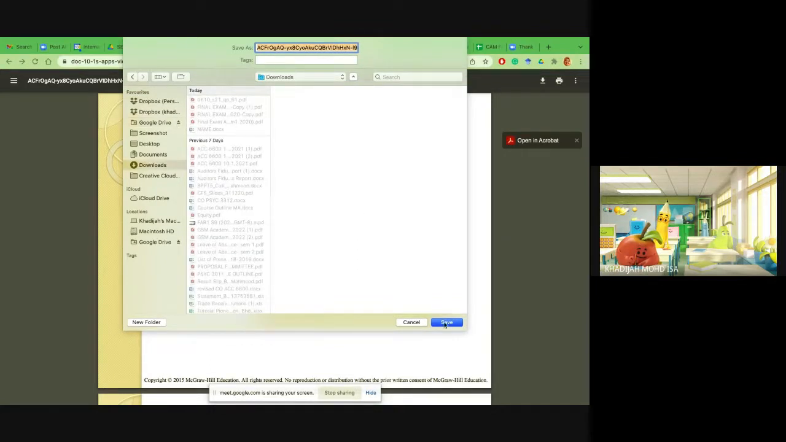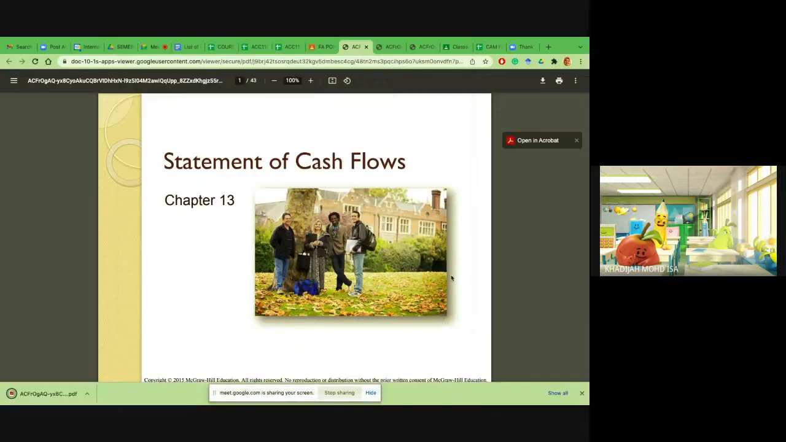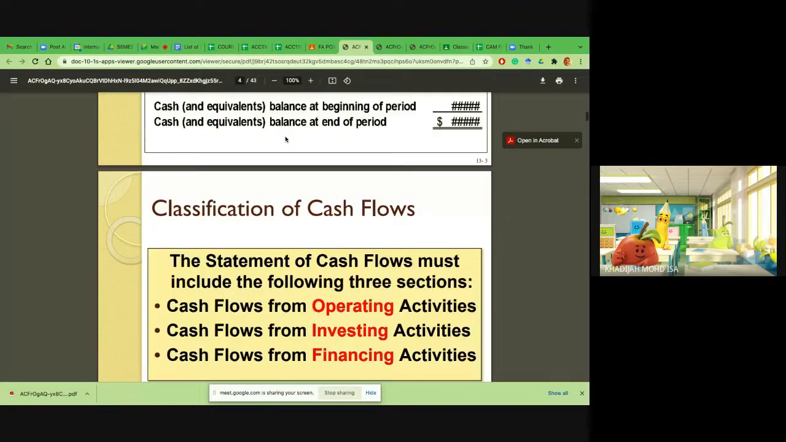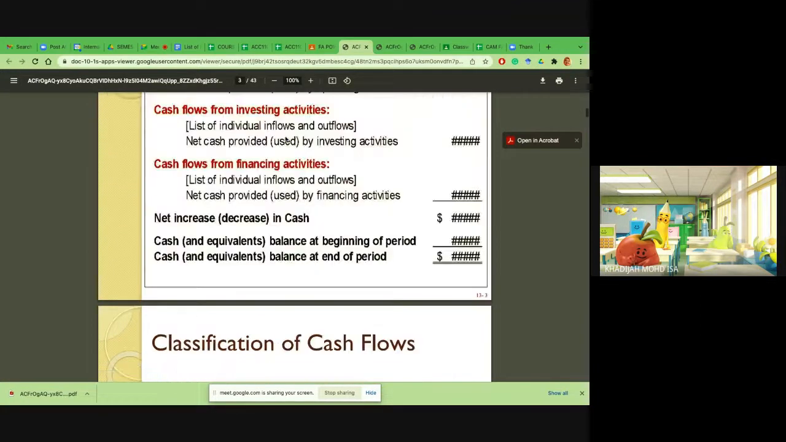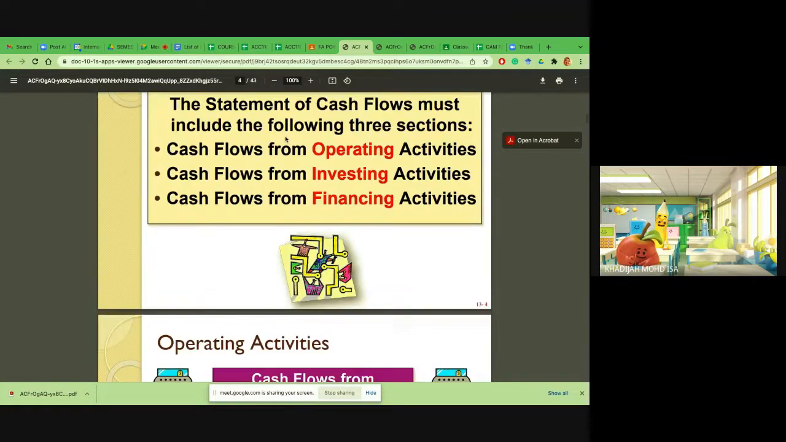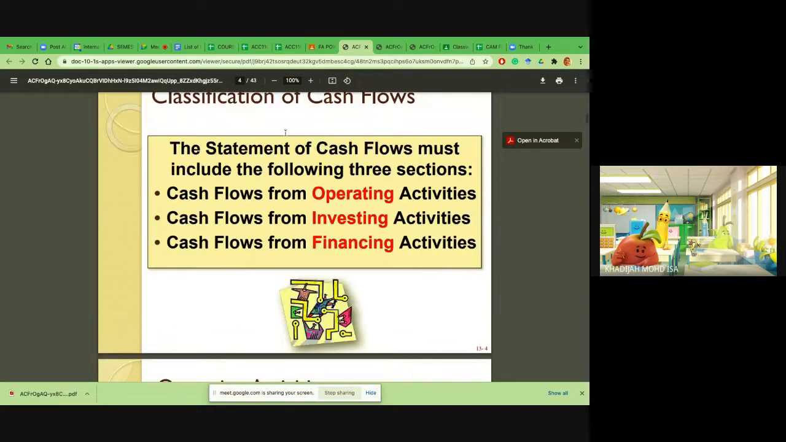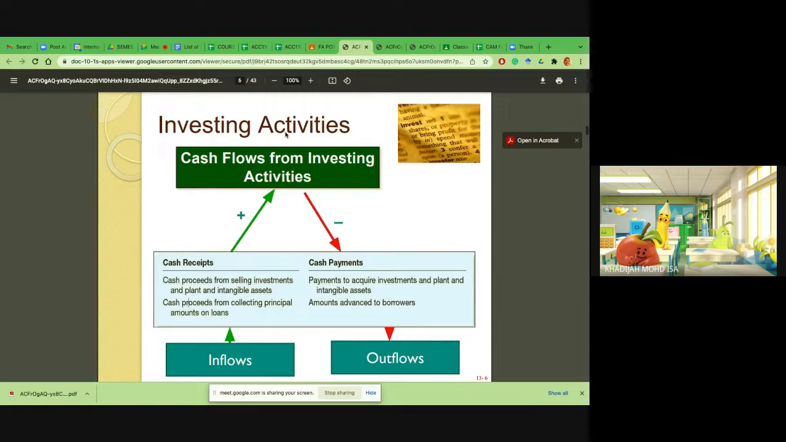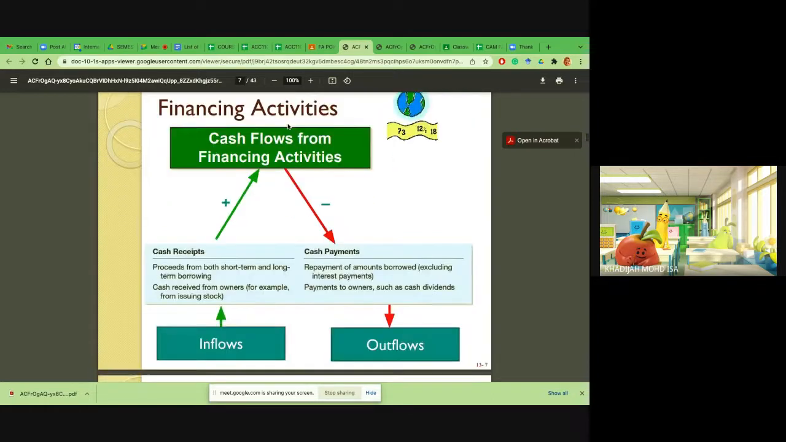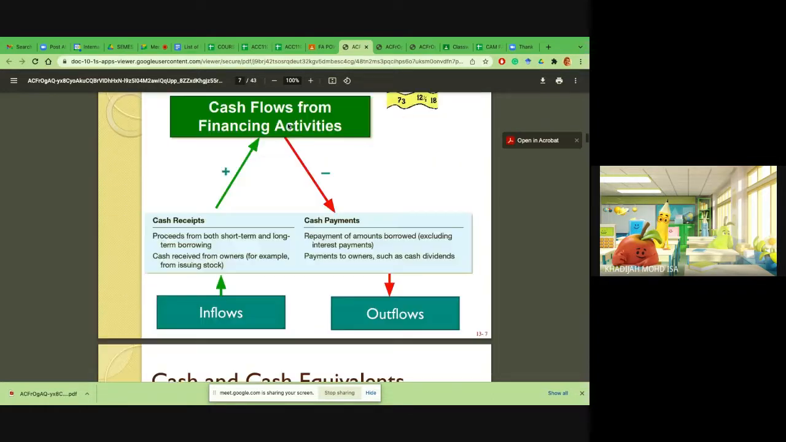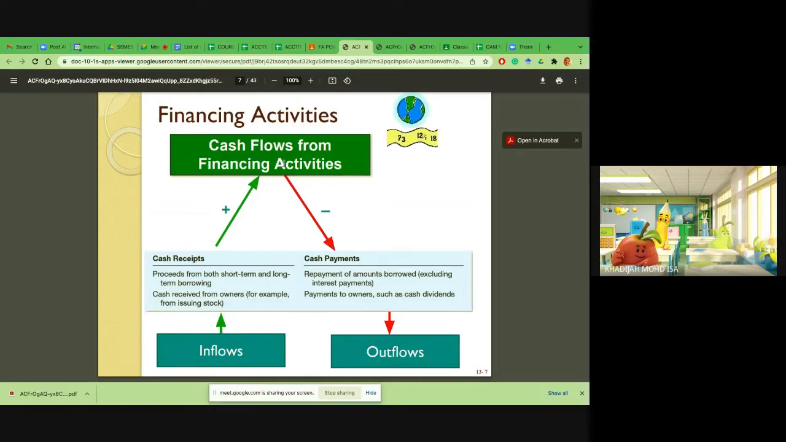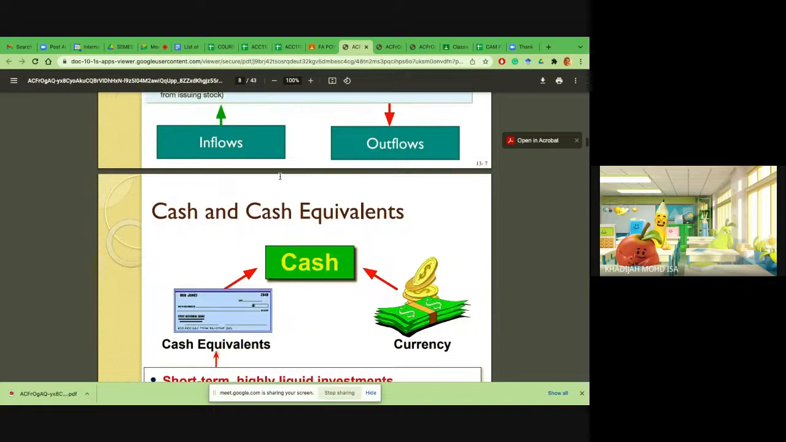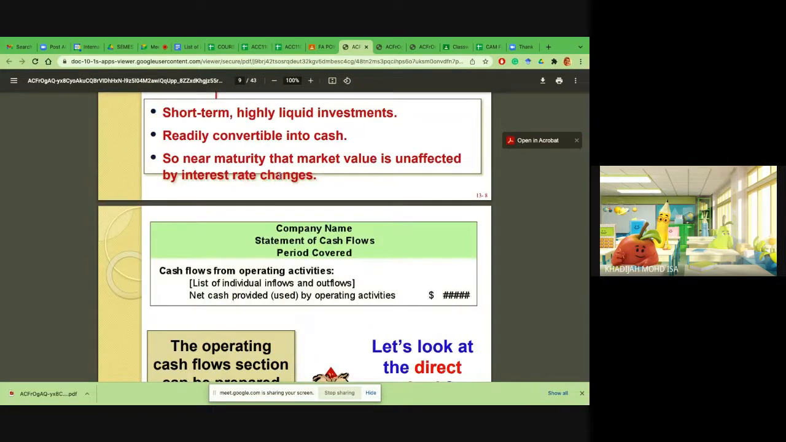Okay, save. Okay, I will share this with you later. Let me show you that. So this is from a different textbook. We have the cash flow from operating, investing, and financing activities. That shows you the cash receipts and cash payments from each of the activities, the inflows and outflows, and cash equivalents.